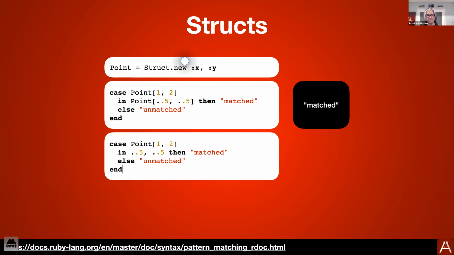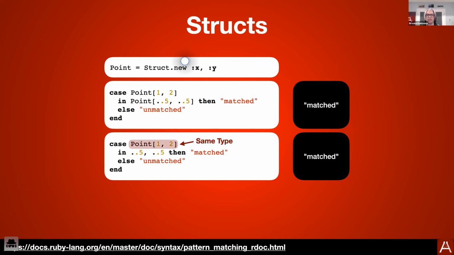In this next example, this will also match, where because the point deconstructs to an array, we can also match against an array. And I just happen to, again, have a beginless array in this case. And so it matches just fine, because we're dealing with the same type. It's still an array that's being deconstructed here.